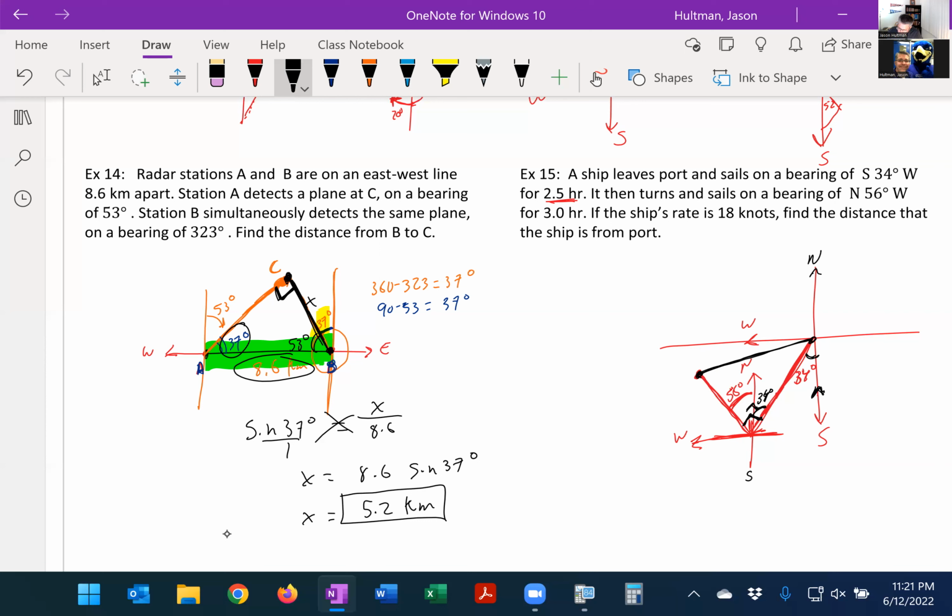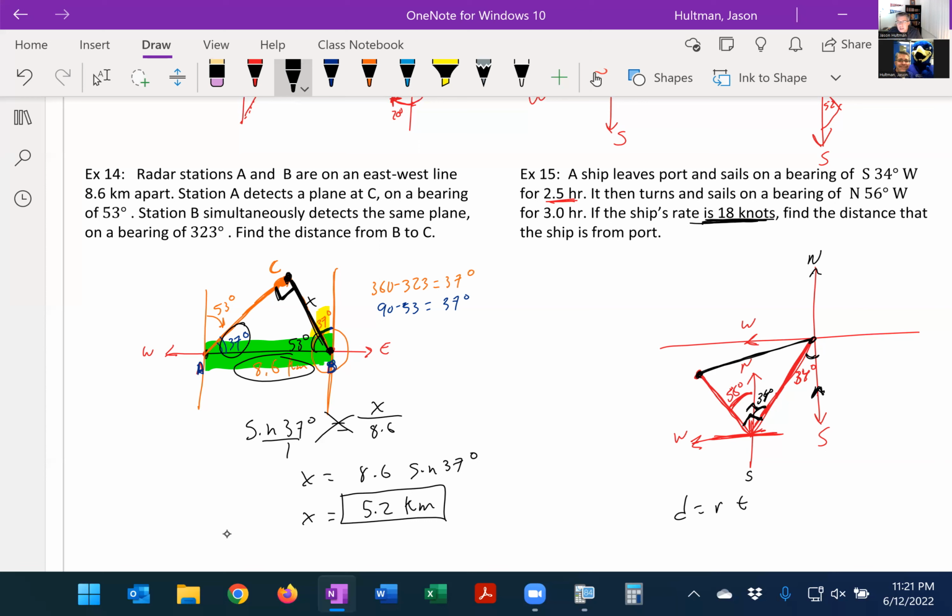Very good. I want to find the hypotenuse of this right triangle. Well, I need the sides of the right triangle. So how am I going to find the sides of the right triangle? Well, if I'm going to talk about distance here, distance equals rate times time, right? And it says the ship's rate is 18 knots.